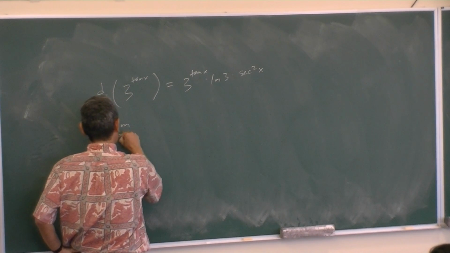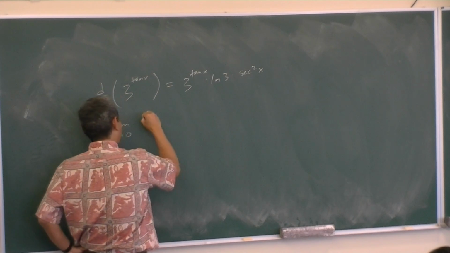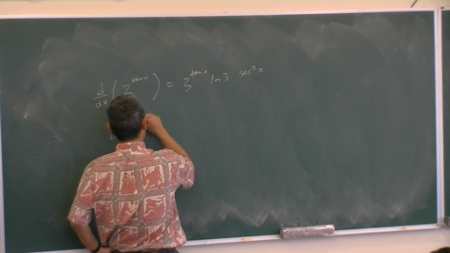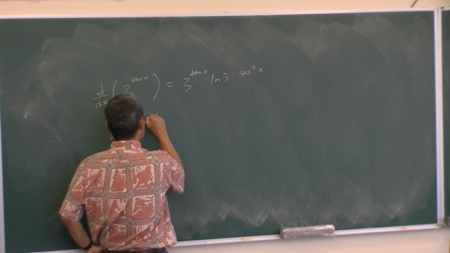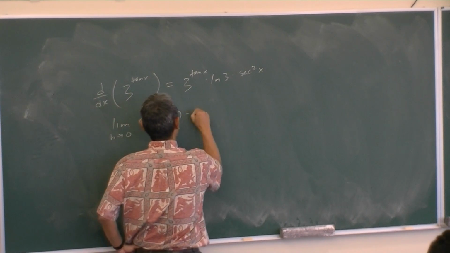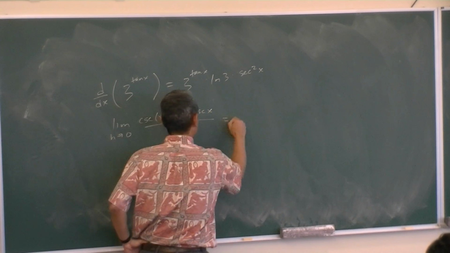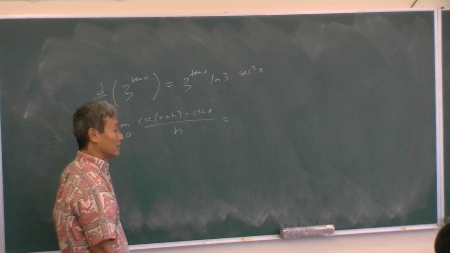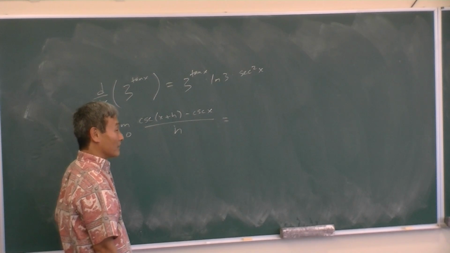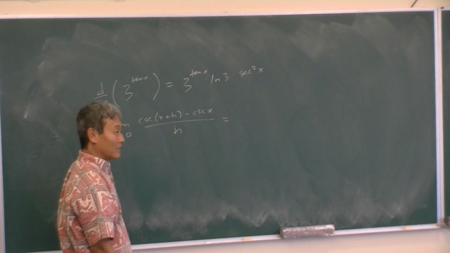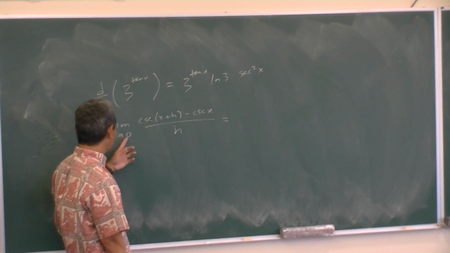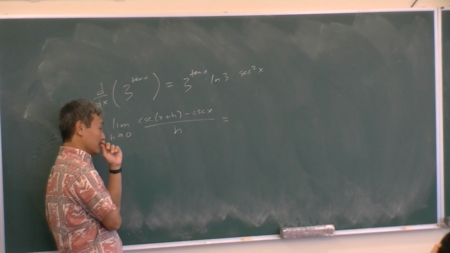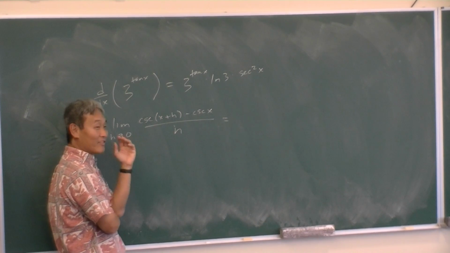Then you'd say h approaches 0. The limit of cosecant of x plus h minus cosecant x, all over h. What is this equal to? This was last night's homework. What are you thinking when you see limit as h approaches 0? That is the derivative. This is the derivative of cosecant x.